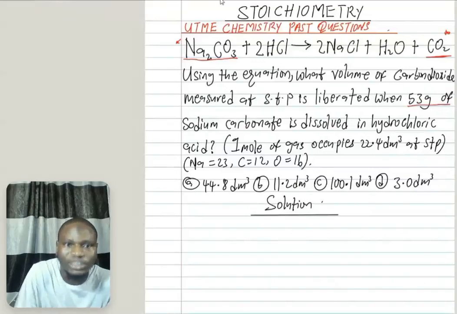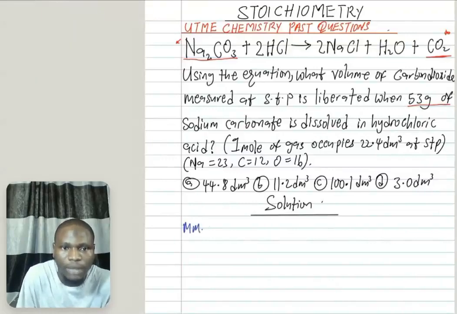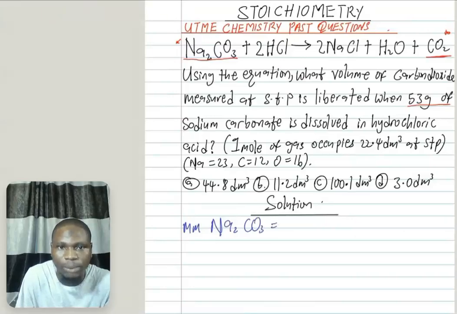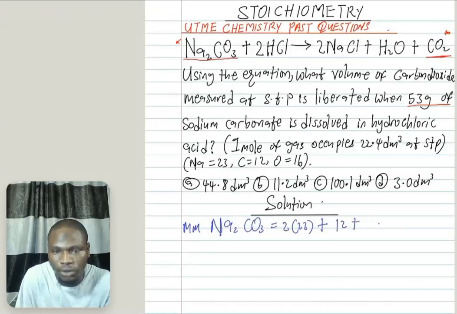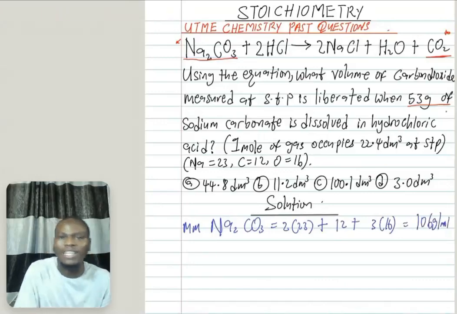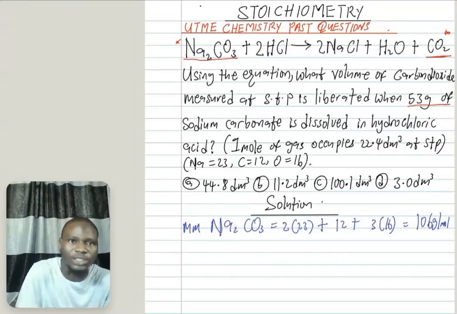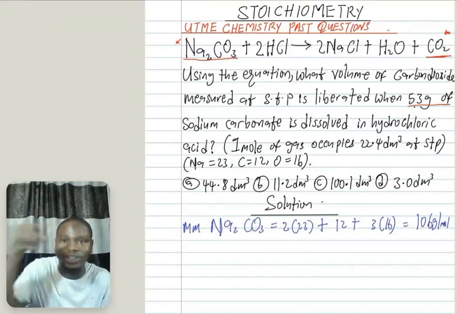Firstly, what is the molar mass of sodium carbonate? Molar mass of Na2CO3. What would that give us? Remember, sodium is 23, but you have 2 atoms of sodium, so that will be 2 times 23. Then plus carbon is 12, and oxygen you have 16. So when you do this, you get 106 grams per mole. That's the molar mass. Now, they gave you 53 grams of sodium carbonate in this question. Wherever you have this mass, convert it to mole.